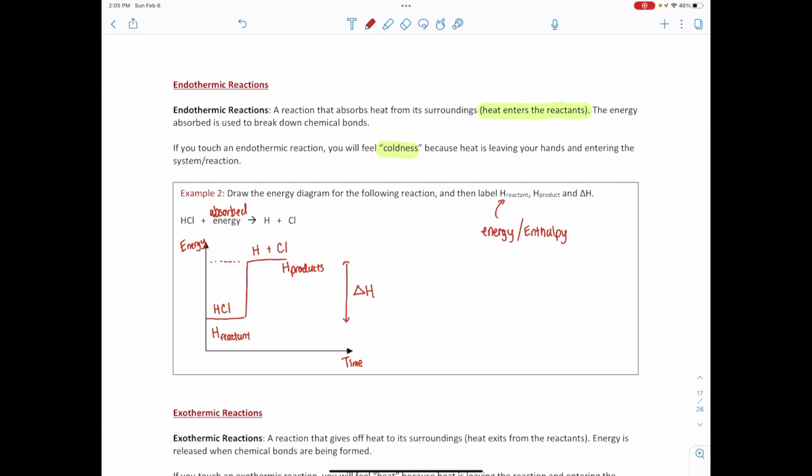And so endothermic reactions are reactions where energy is absorbed by the system, by the reactants, in order for chemistry to happen. So we tend to say that delta H is positive, meaning energy is absorbed.